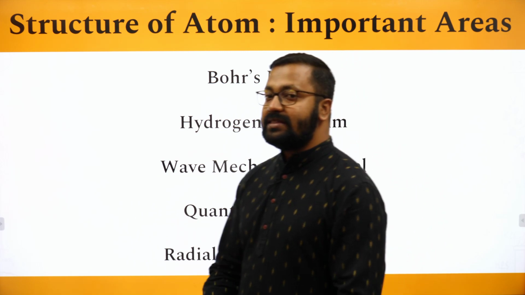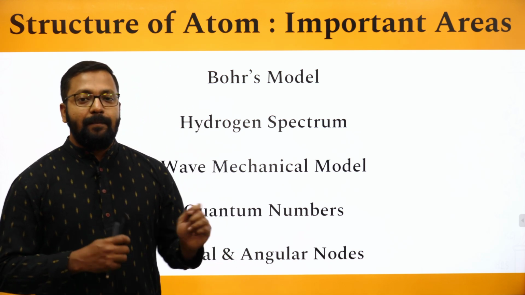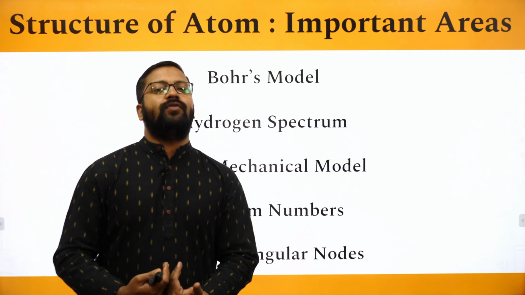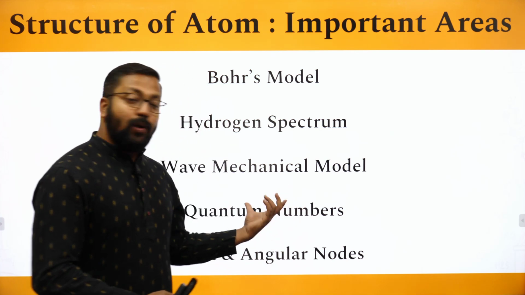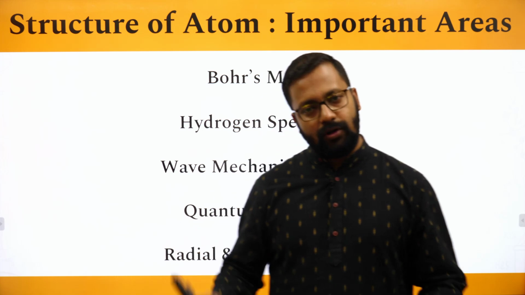Quantum numbers, the easiest part, but a lot of people make mistakes out of overconfidence. But quantum numbers is like the address of an electron. इसको identify करना बहुत easy है.